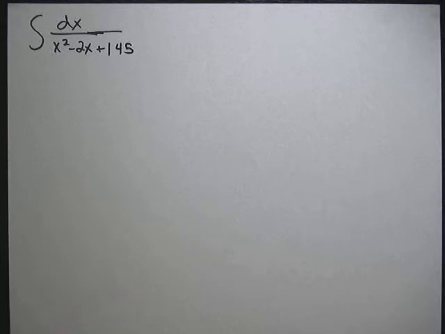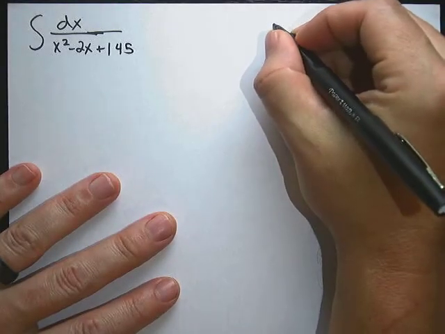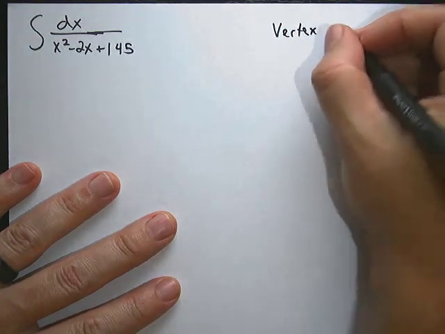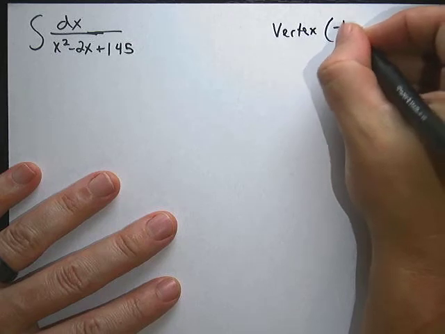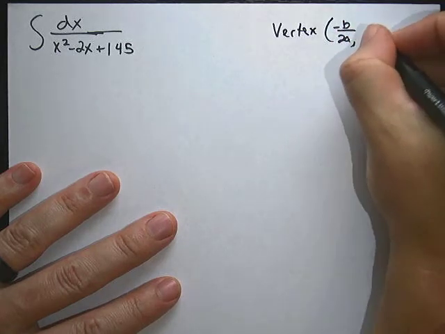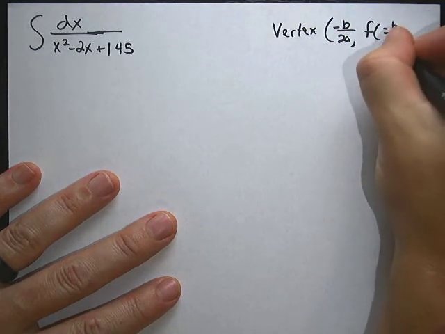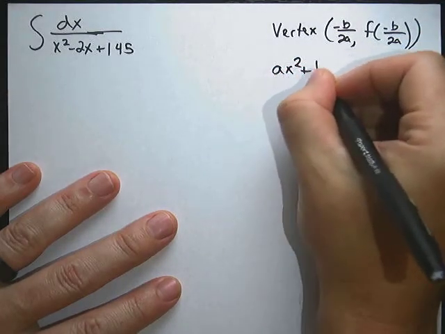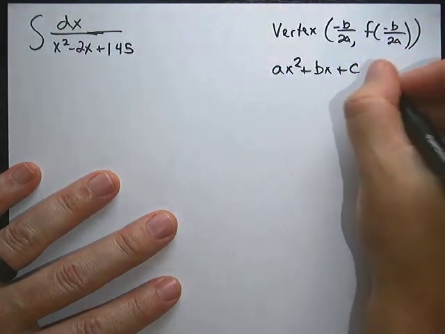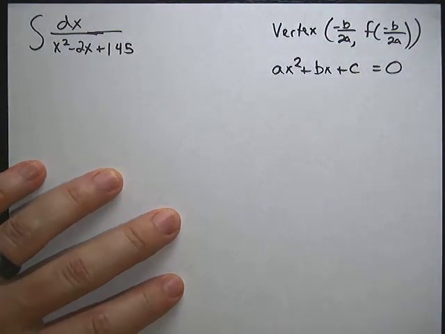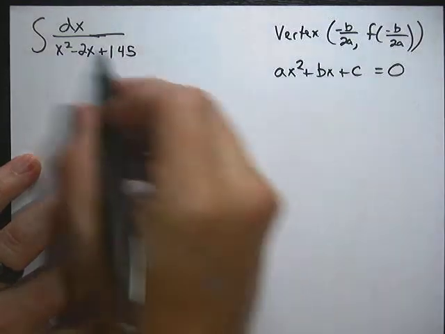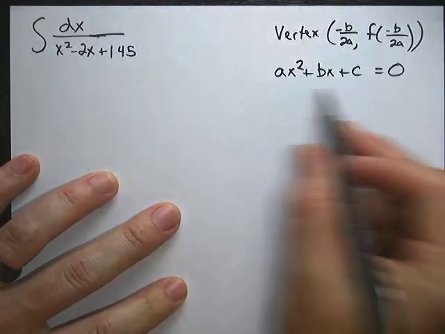There's a long way and a short way to complete the square. I'm going to show you the short way using the vertex. Recall from college algebra that the vertex of a quadratic function ax squared plus bx plus c is at negative b over 2a, and f of negative b over 2a. That's the quick way of finding your vertex when you have it in standard form.